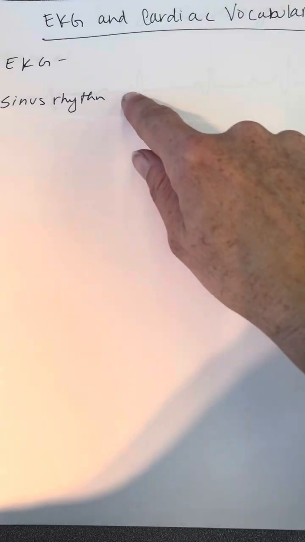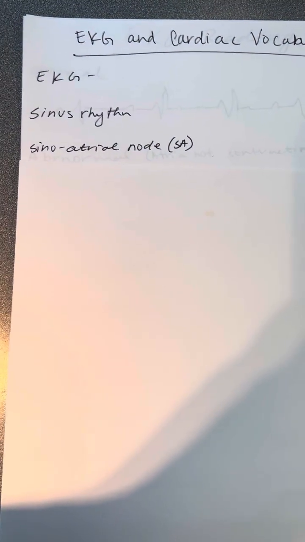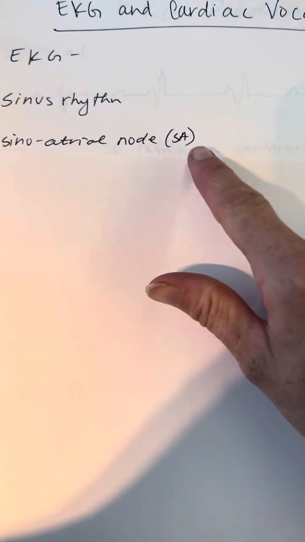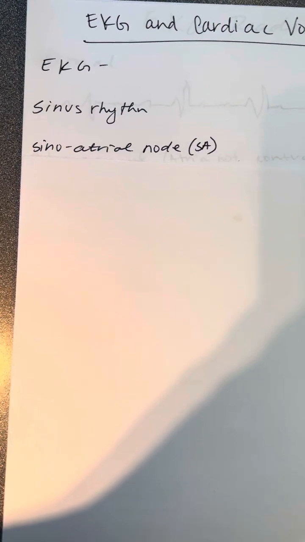So you can kind of see it on my next paper. We have an abnormal sinus rhythm. What is a sinus rhythm? And then sinoatrial node. Give me a quick definition of what that is. It's also called the SA node for short, and that's our pacemaker of the heart.